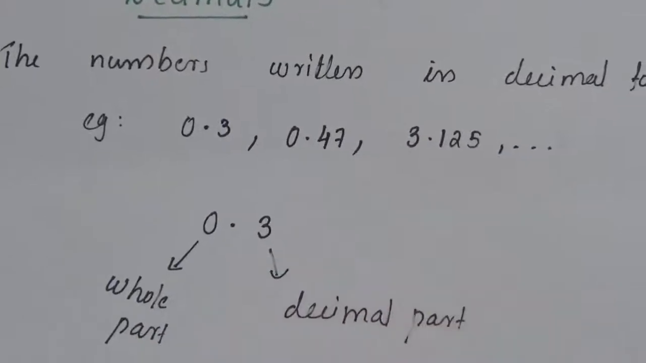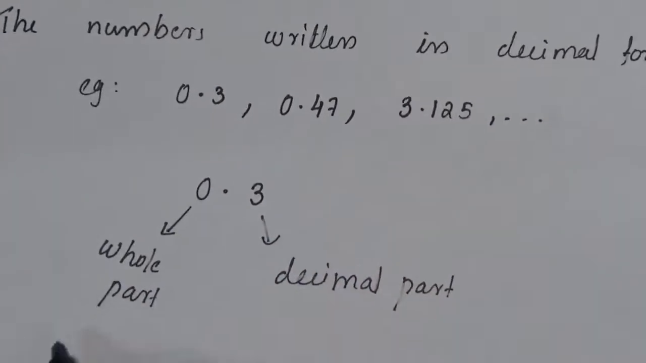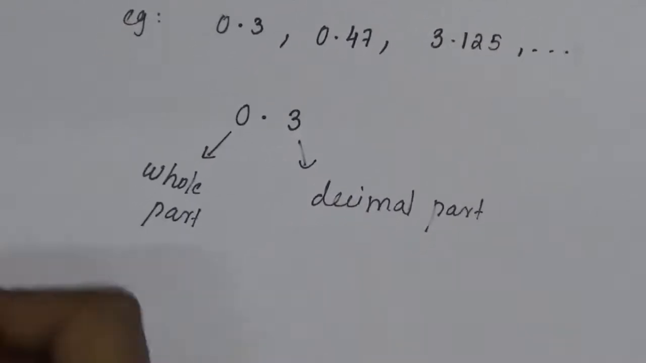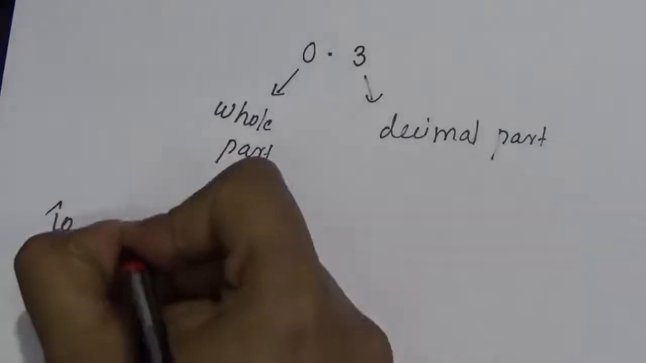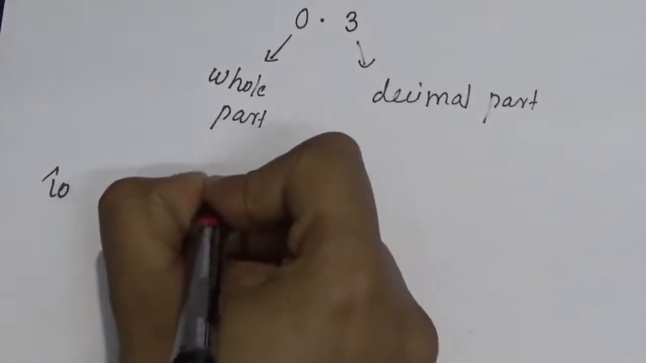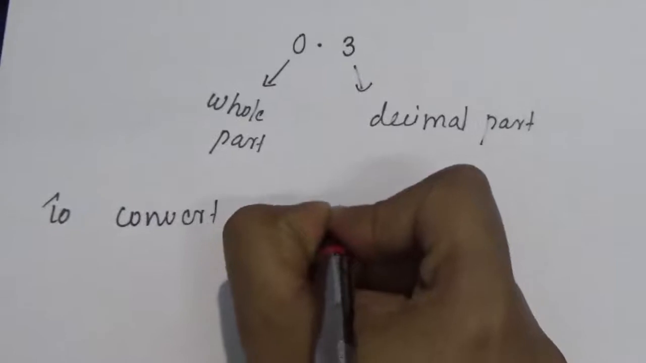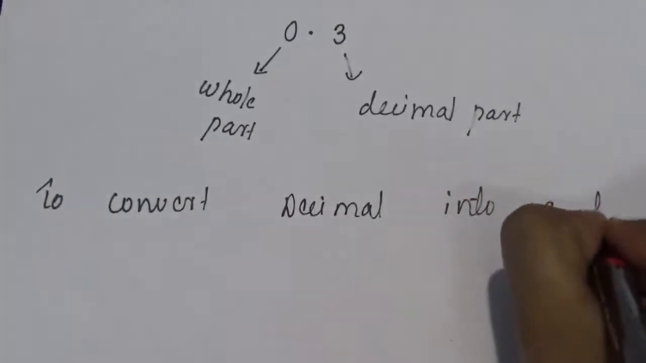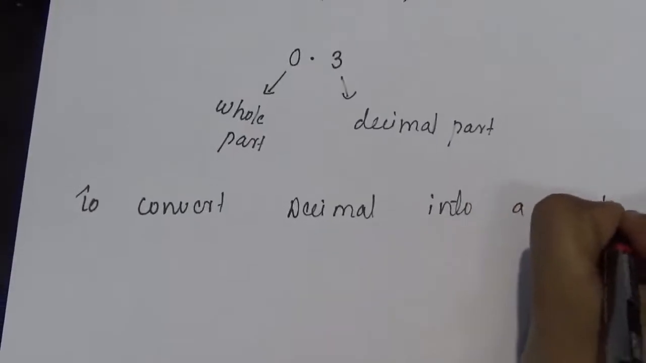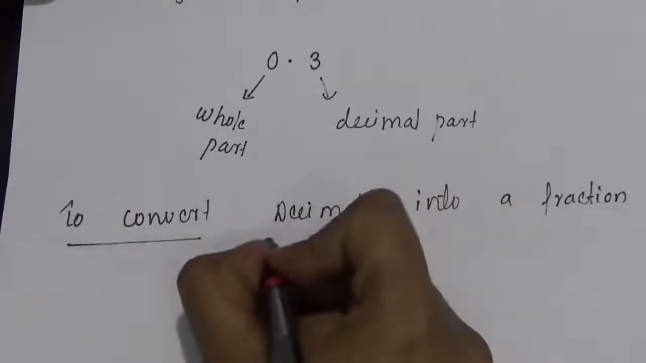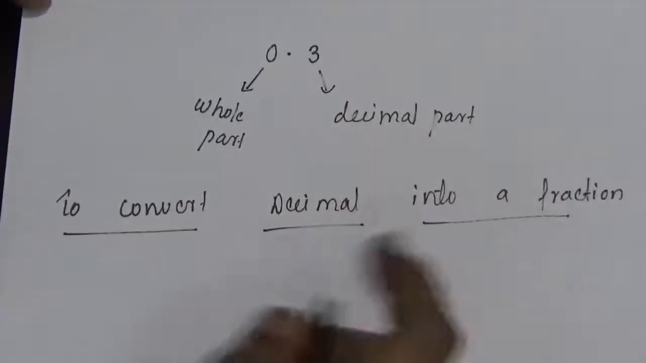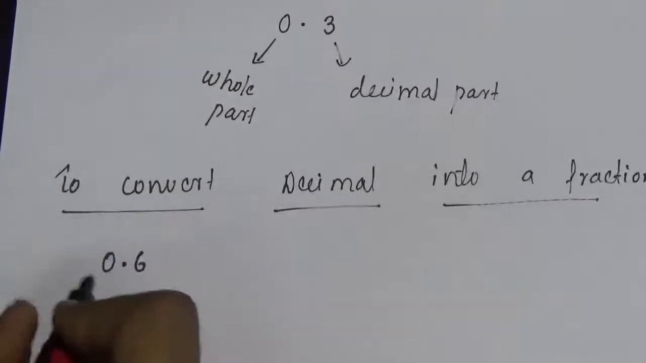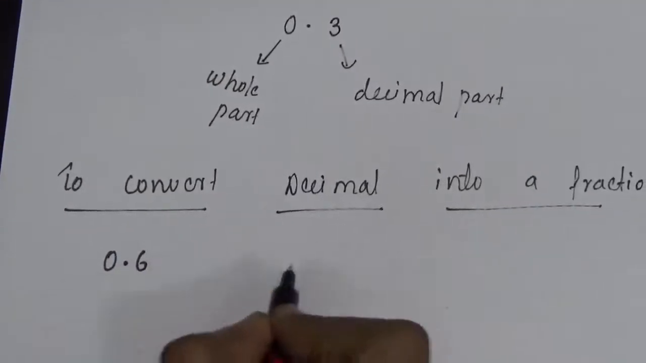Okay, now we can convert a decimal into a fraction and a fraction into a decimal. So let's see that. The first is to convert a decimal into a fraction. Suppose we have the decimal number 0.6. We need to convert this decimal number into fraction form.